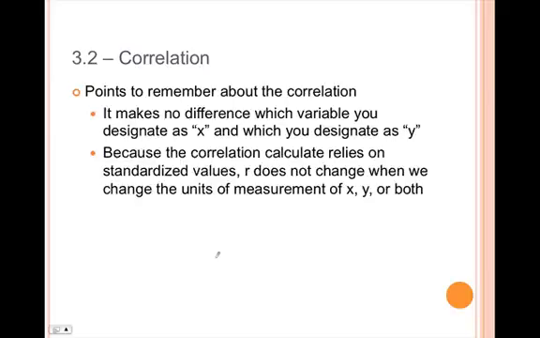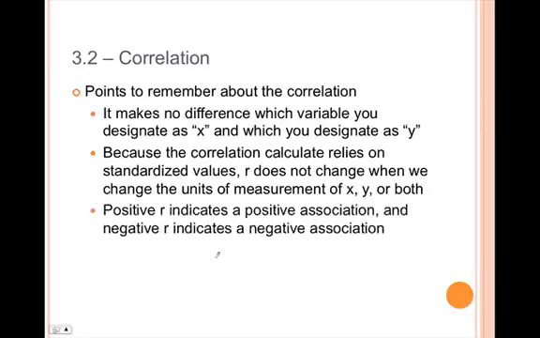Because correlation calculations rely on z-scores, R will not change if I change units of measurement. So if I change x from inches to centimeters and I change y from miles to kilometers, I would still get the same correlation. We know this, but a positive correlation indicates a positive relationship and a negative correlation indicates a negative relationship. R always falls between -1 and 1.